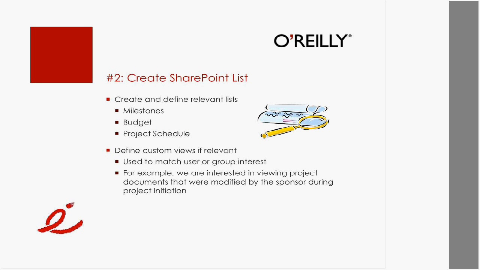It could be a milestone list. It could be a budget list. It could be a project schedule list, resource list. I could go on and on. Earned value. And if there are any custom views that are necessary, you have to define that as well.